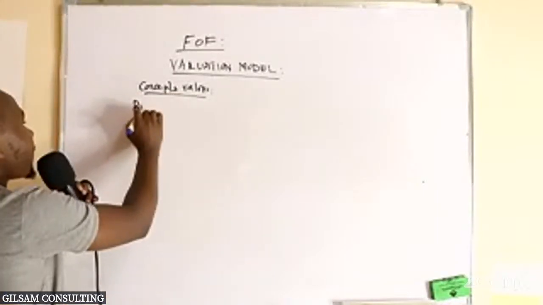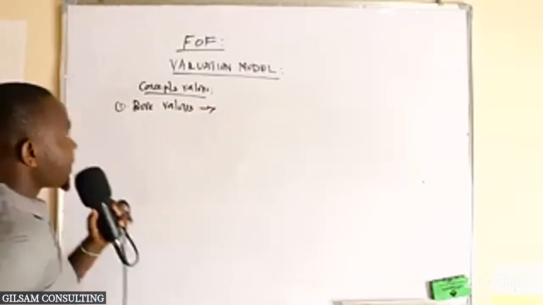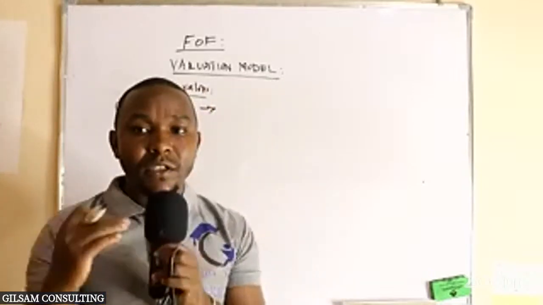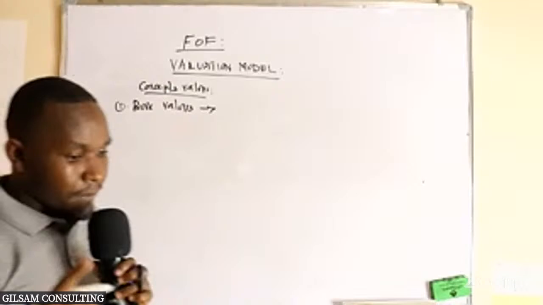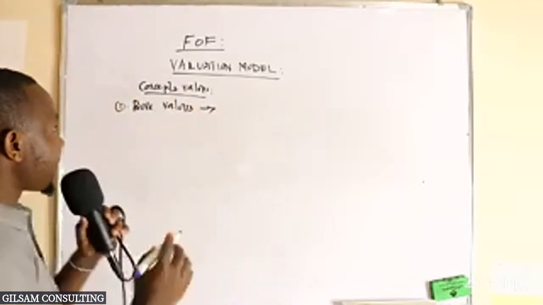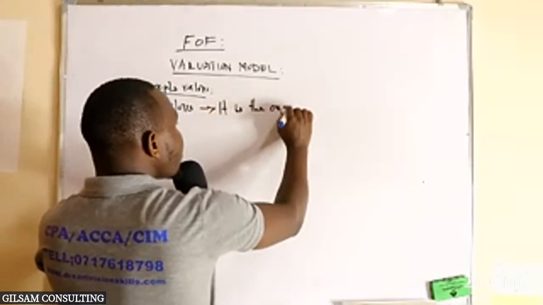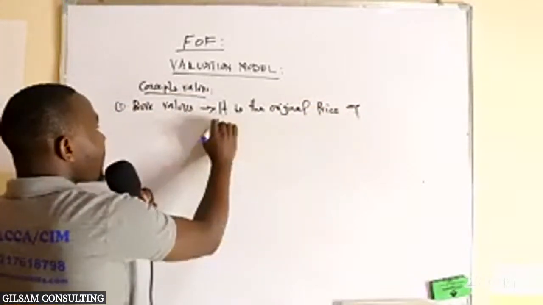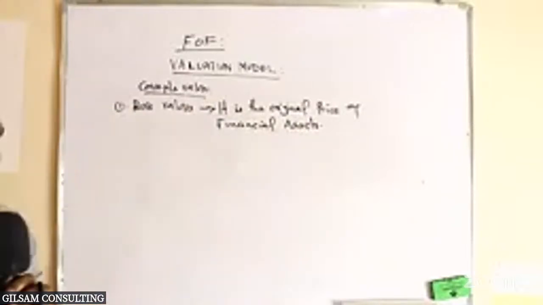what is a book value. So you have to know what is a book value. So in simple terms, book value is the original price of the shares, either the preference shares, debenture, or ordinary share. So you say it is the original price of the financial asset.